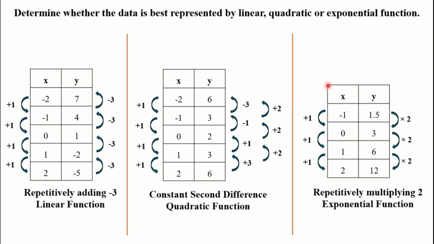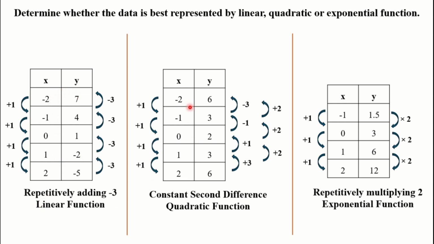Another example, determine whether the data is best represented by a linear, quadratic or exponential function. Again x and y values are given. Based on the output values we can predict. Here you can see minus 5 minus minus 2 will give minus 3. Minus 2 minus 1 is minus 3. 1 minus 4 is minus 3. 4 minus 7 is minus 3. This means repetitively adding minus 3 we will get the next value for y. Okay, so we can say that this data is best fitted by the linear function.